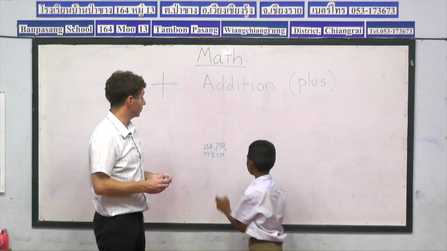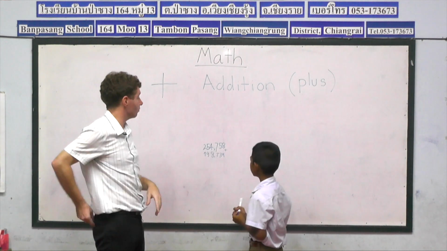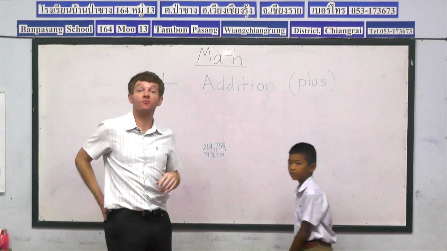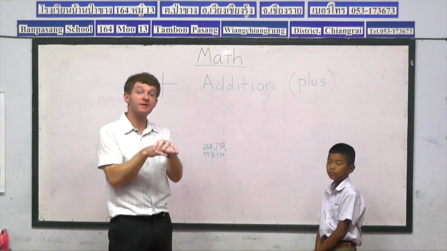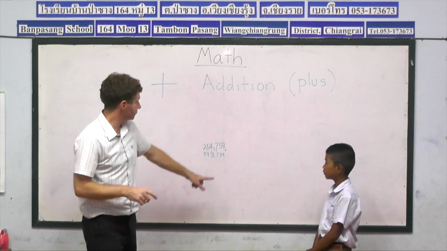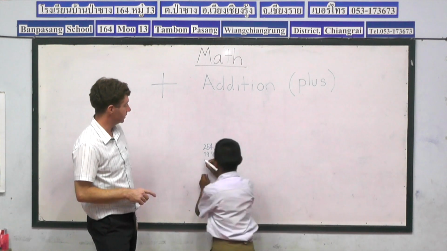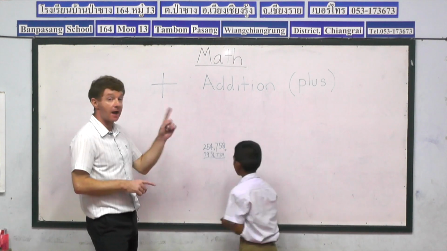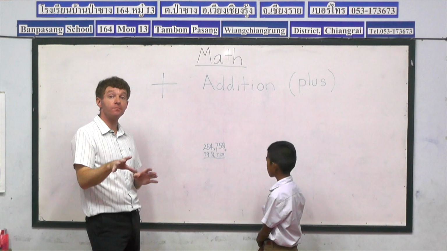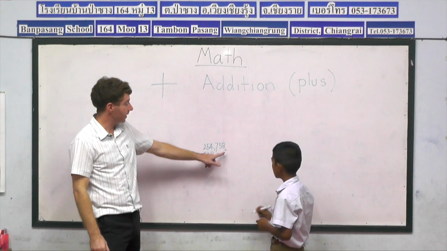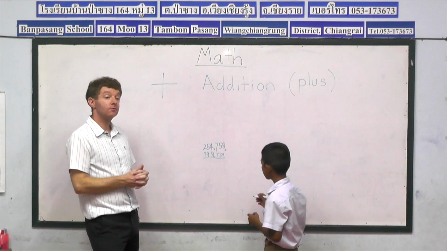That means we know our numbers are all in the correct place. Now, it's up to Pat to work the numbers out by adding them together. So can we do our equal symbol first, Pat? Our line across here. Perfect. And now we start with the lowest column, the ones. 9 plus 8 equals 17.